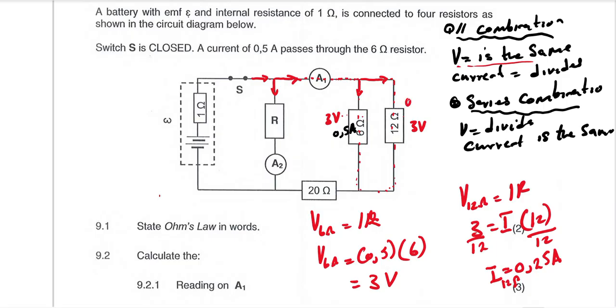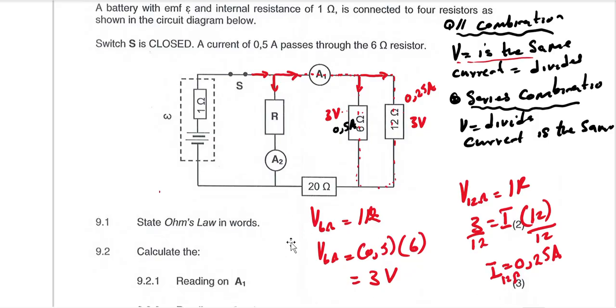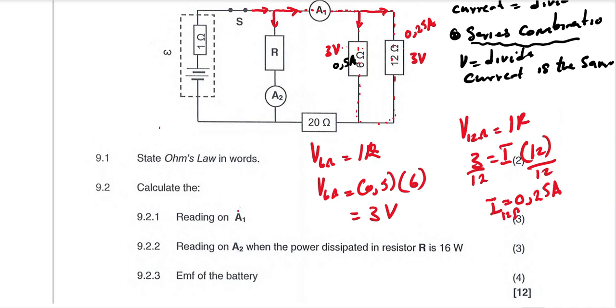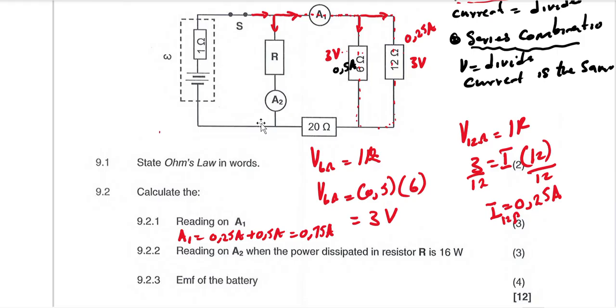Here, so now we know we have 0.25 A. Since this 0.25 A and this 0.5 A split here, when we combine them, it will give us the current of A1. So let's come here and answer it. Then we're going to say the current of A1 is equal to 0.25 A plus 0.5 A, which gives us 0.75 A. Do you get me?